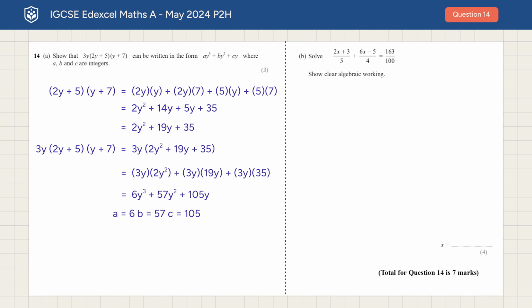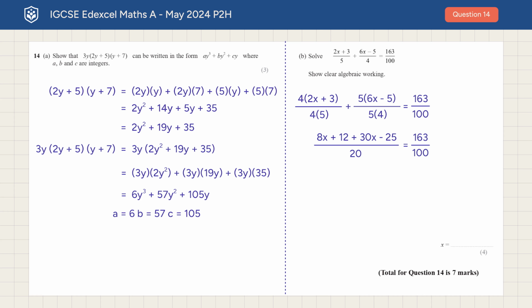Now we can combine them into one single fraction over 20. Our equation becomes (4(2x + 3) + 5(6x - 5))/20 = 163/100. Next, let's expand the numerators. 4 times (2x + 3) gives us 8x + 12. 5 times (6x - 5) gives us 30x - 25. Combining these like terms, 8x plus 30x is 38x, and 12 minus 25 is negative 13. So our simplified fraction is (38x - 13)/20.